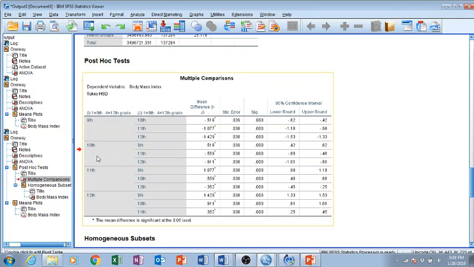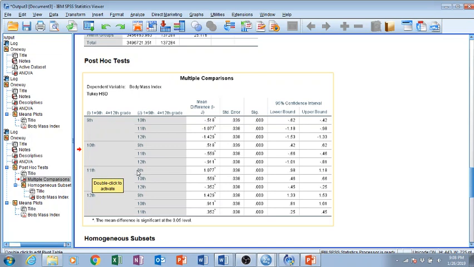When 10th grade is compared to all, now this is a repeat, right? Because we've already looked at 10th grade compared to 9th grade. So some of this table is repeated information. But now 10th grade compared to 11th and 10th grade compared to 12th, again, not surprisingly, statistically significantly different.